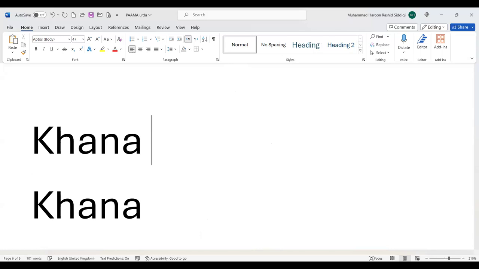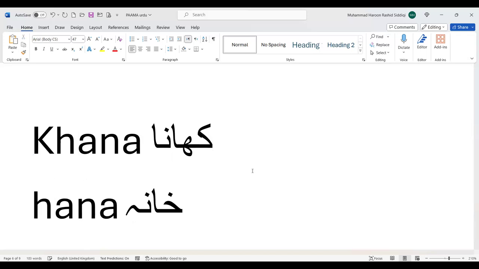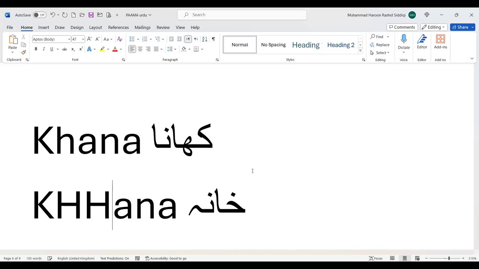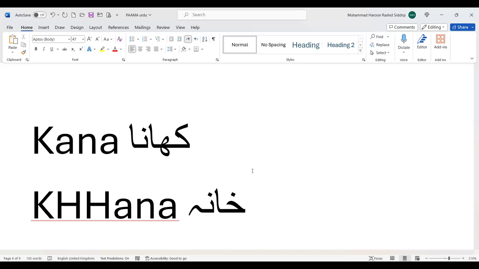The reason for that is my inability to write the correct old Roman English, but I can definitely write down the Urdu for you. The first Khana is without the H. It's Khana and Khana, so they are two separate words. You just say K A N A for Khana, without the H. That's the difference.